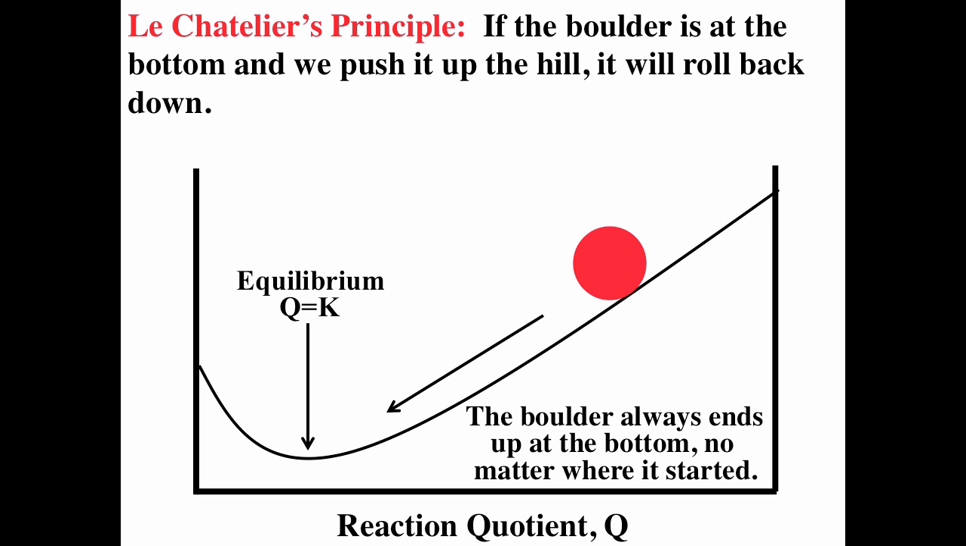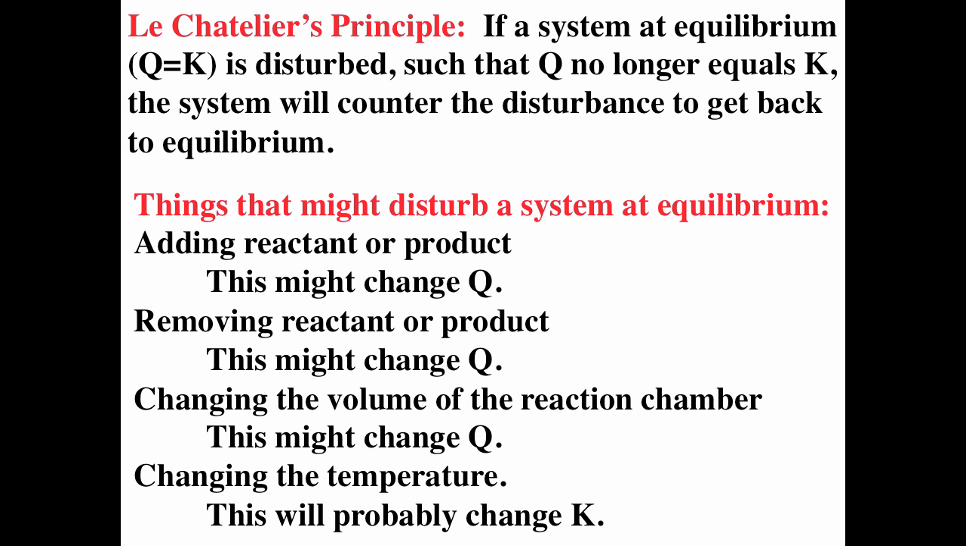Now, I like using this graph to think about equilibrium. The y-axis is the free energy. The x-axis is the reaction quotient. The minimum is equilibrium. Remember, systems want to go to the lowest energy possible. In terms of Le Chatelier's principle, if the boulder is at the minimum and we push it up the side a little bit, the darn thing just rolls back down. Same with chemical systems. Things that can disturb the system at equilibrium would be adding or removing product or reactant, changing the volume of the reaction chamber, or changing the temperature.